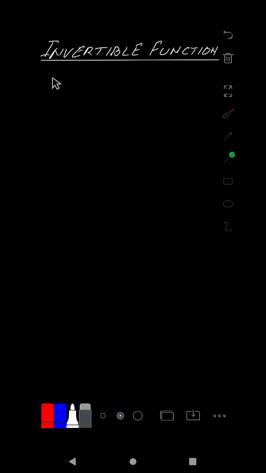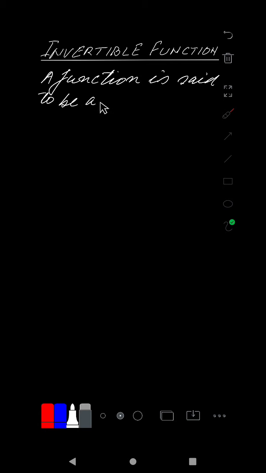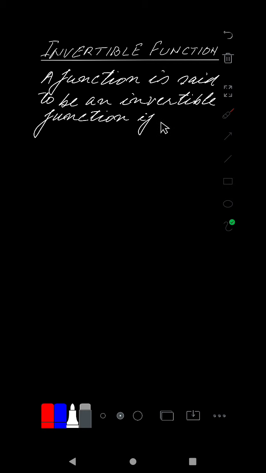What is an invertible function? A function is said to be an invertible function if its inverse does exist. Now we will discuss how to check whether a given function is invertible or not.